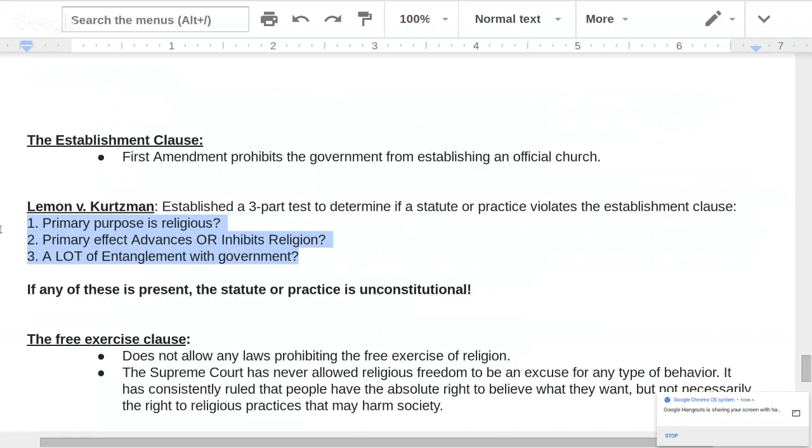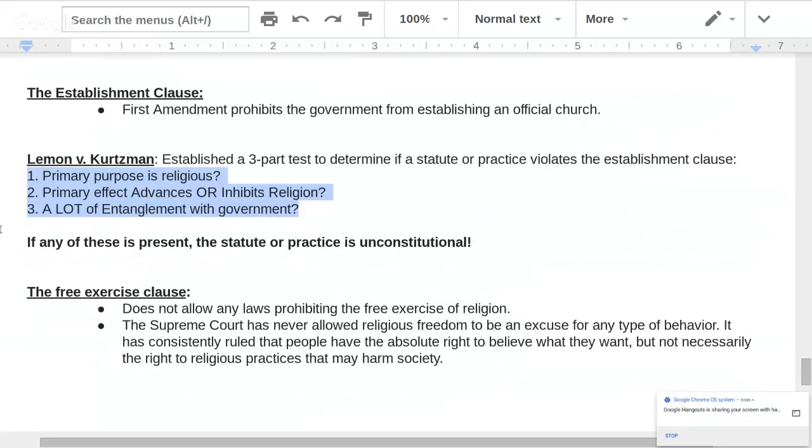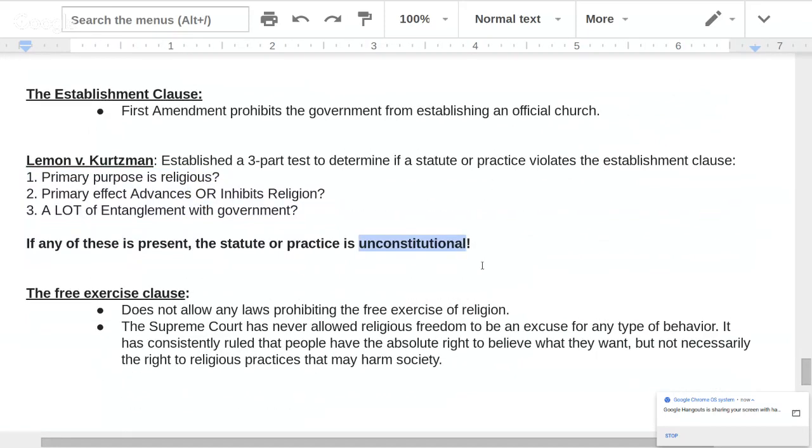First step is whether the primary purpose is religious. Is the purpose of the government religious or not? Second is whether the primary effect advances or inhibits religion. And third, is there a lot of entanglement with government or not? If any of these are present, the statute or practice is unconstitutional.